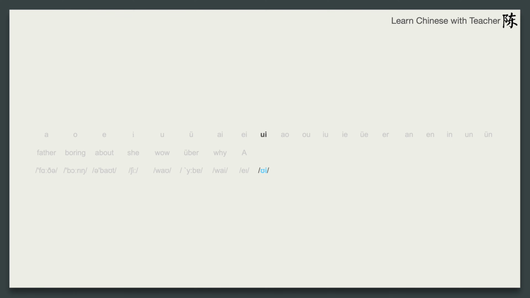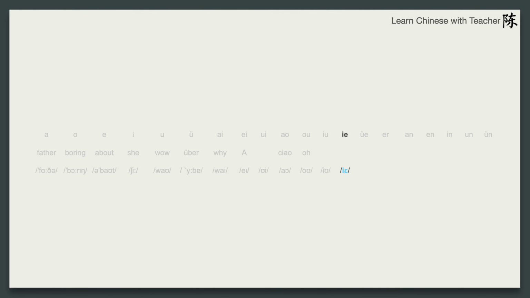The final UI is pronounced we. The final AO is pronounced ao in Chinese. It sounds like how you pronounce AO in Chao. The final OU is pronounced O. It sounds like how you pronounce the English word O. The final IU is pronounced U.